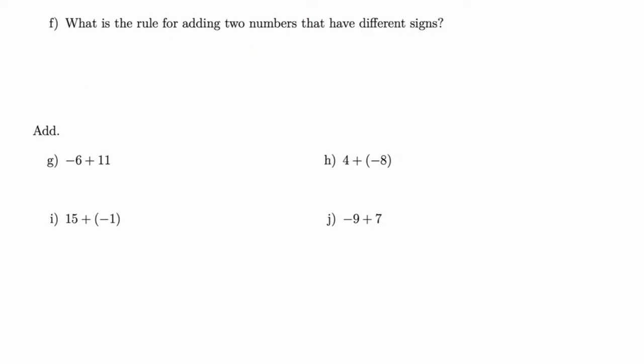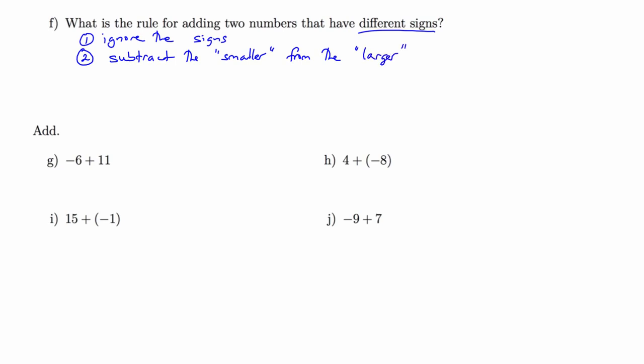Now taking a look at the rule for adding two numbers that have different signs in part F. When the two numbers have different signs, we'll actually end up doing subtraction. So the first step is again to ignore the signs. Then we will subtract the smaller number from the larger number. And then we will apply the sign from the larger number.